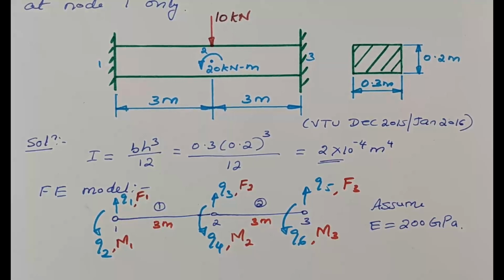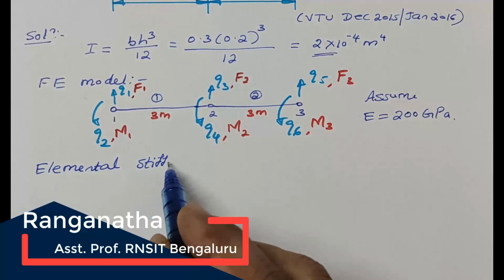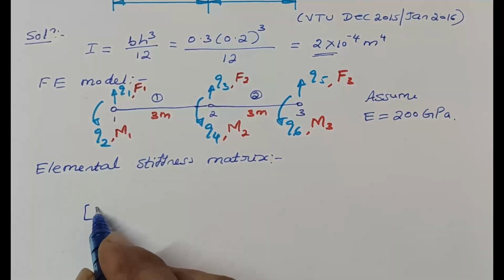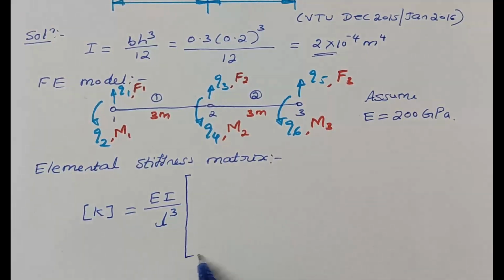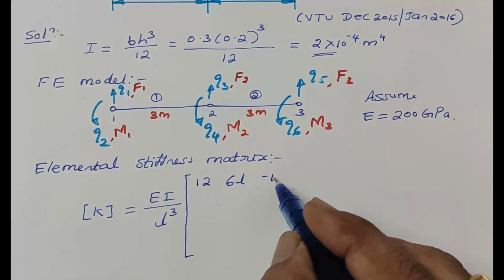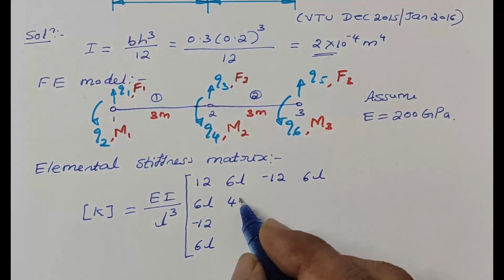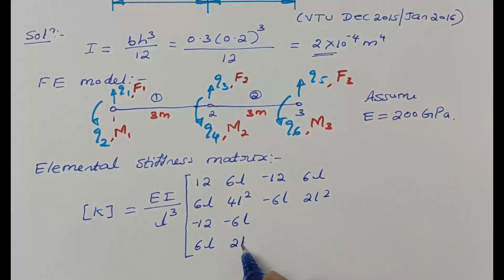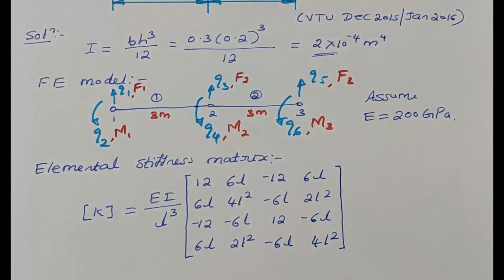Next is elemental stiffness matrix. Formula is K is equal to EI by L cube times the matrix: 12, 6L, minus 12, 6L; 6L, 4L square, minus 6L, 2L square; minus 12, minus 6L, 12, minus 6L; 6L, 2L square, minus 6L, 4L square. This is the formula for elemental stiffness matrix.